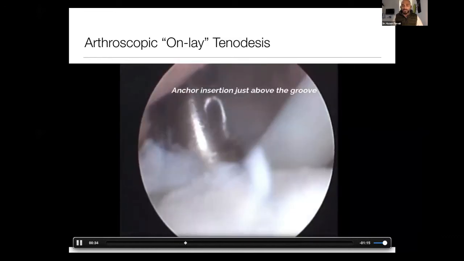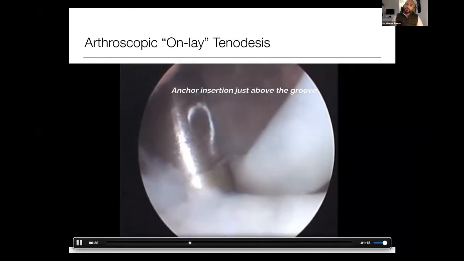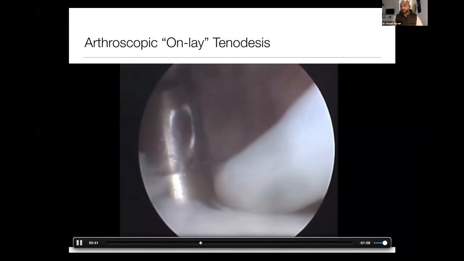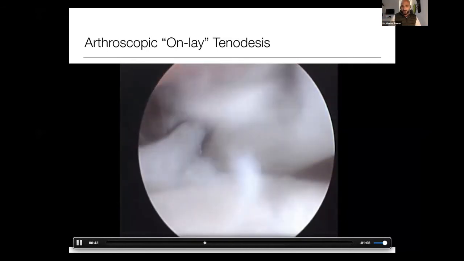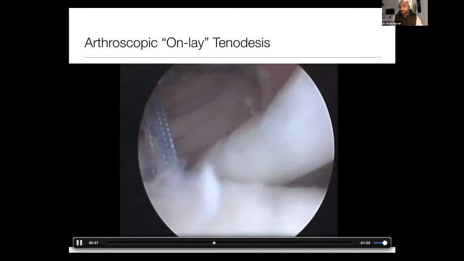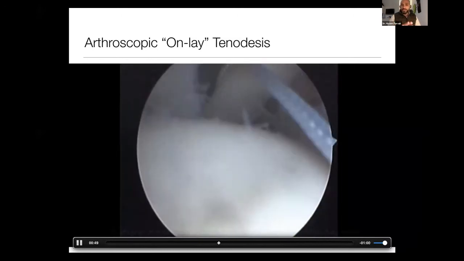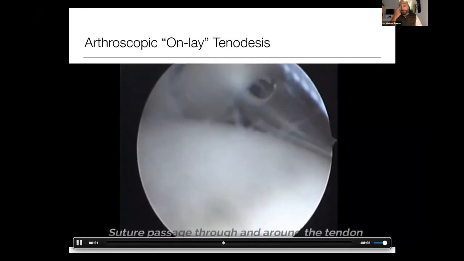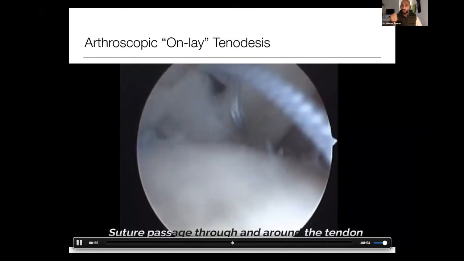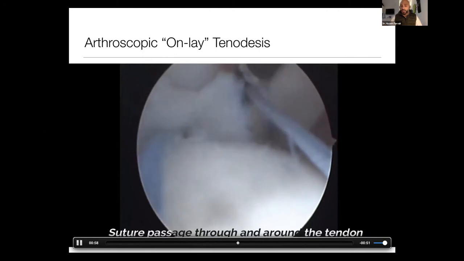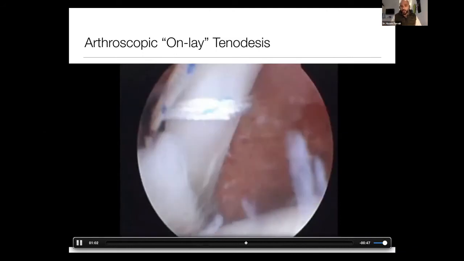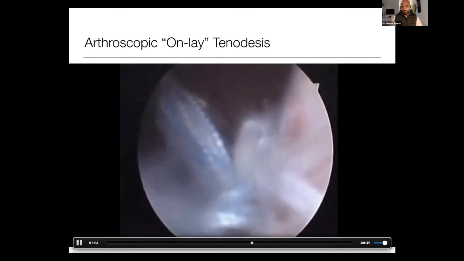And just using the 30-degree scope, just above the groove, I put my anchor and I tenodese it as I did in the last case, as you are going to see. I usually pass the first suture through the tendon itself at the same tension before I detach it proximally, and I pass my suture through and around the tendon, and then I suture it down to the groove, and then I cut as you saw in the last case.